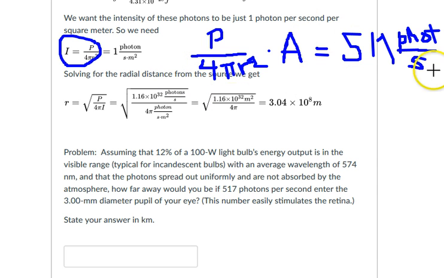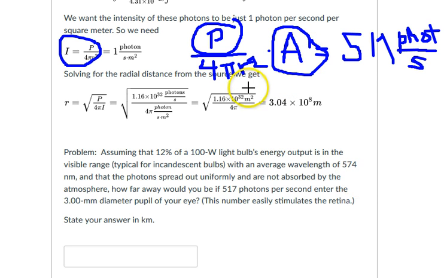The only thing we don't know in this equation: we know the power, we're going to calculate that from above, and we know the area, so we have everything we need for that. The only thing we don't know is the radius, the distance we are from the light bulb when we get to this power. That's it for the walkthrough on how to do problem number 5. Good luck, and I'll see you shortly.